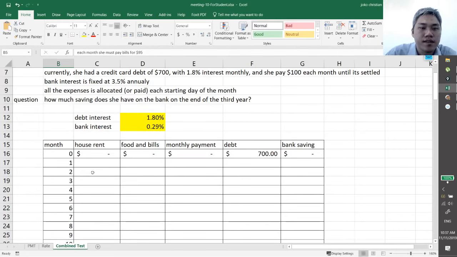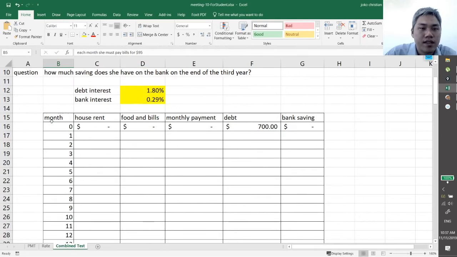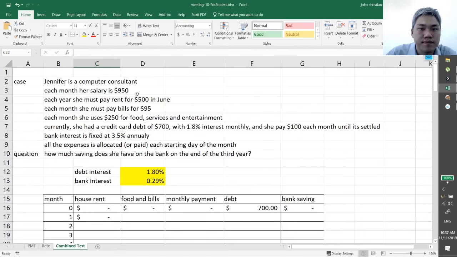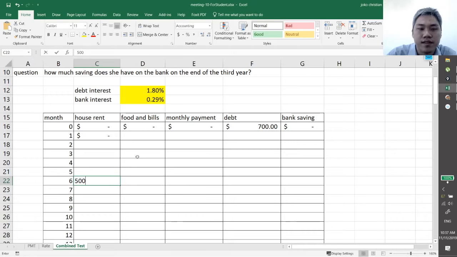Okay. So I'll create a table here consisting of a few columns: month, house rent, food and bills, monthly payment, debts, and bank saving. Let's just put here the house rent. The house rent should be 0 here. There's nothing here, only in June. It's 500 in June. So I'll just copy it here and then 0.